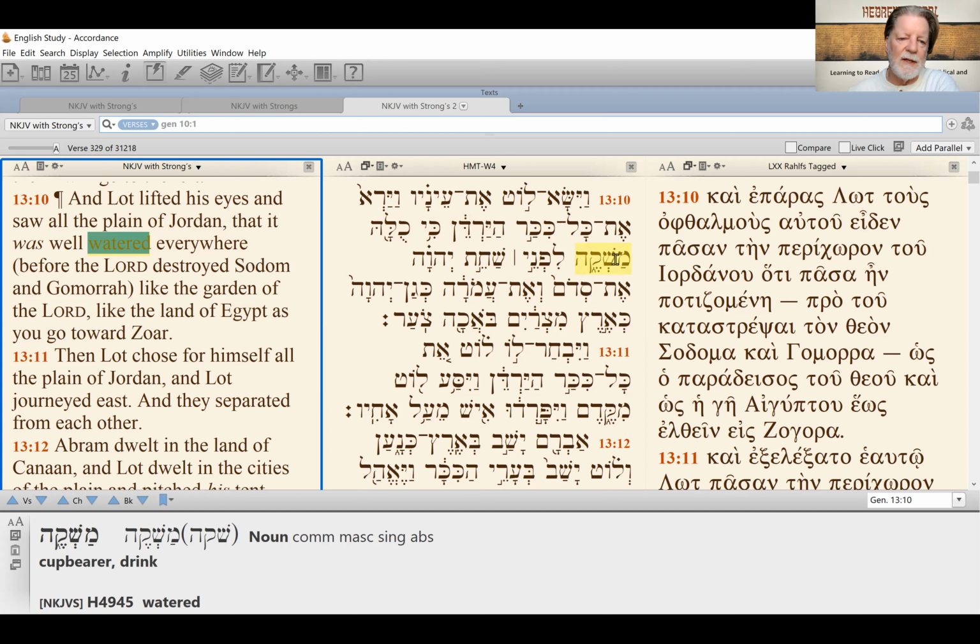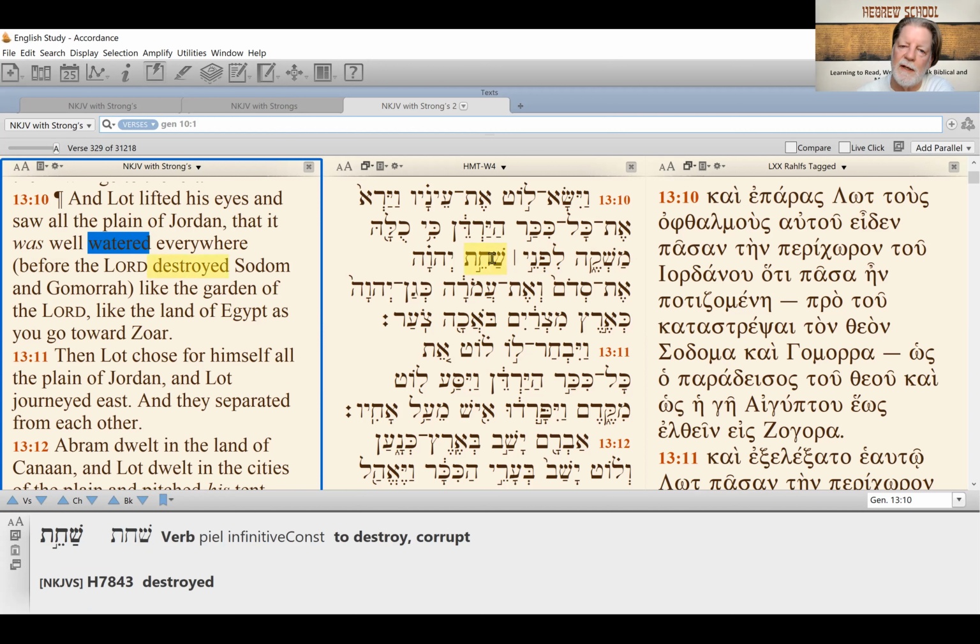Mashke, shaka means to drink or to be watered. So mashke is the noun version of shaka. Lifane, shachet. Lifane means before, and in this case, it means before in time, previous to. Lifane can also mean standing before a person. Pane is the face, so lifane would be towards the face of a person. So if you're looking at my face on the screen, then you're lifane, you're before me. Shachet means to destroy.